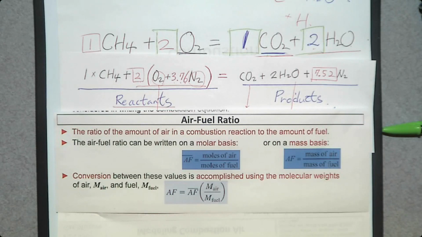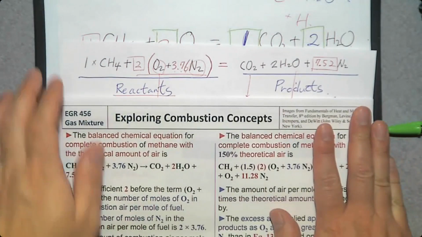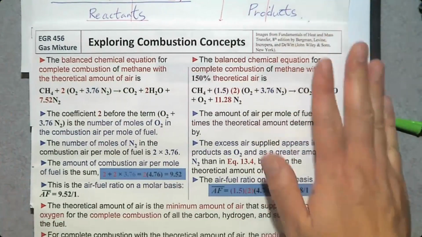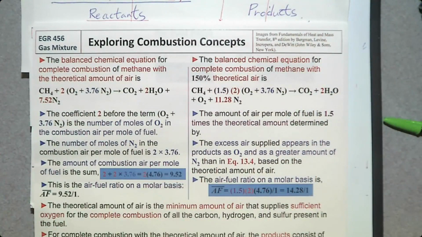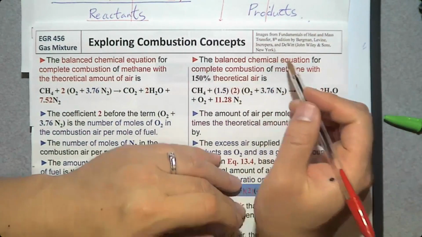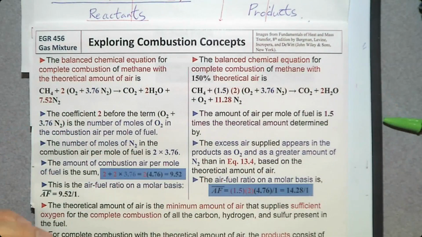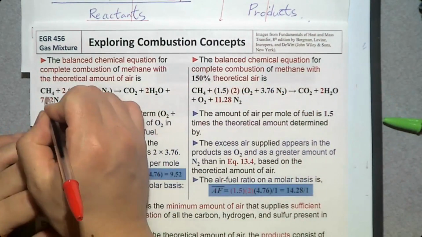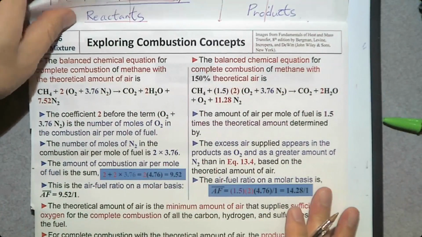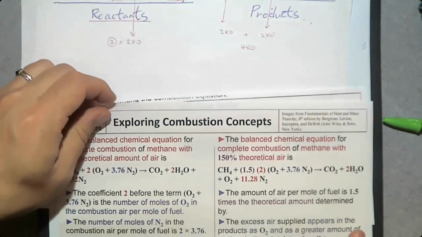Then let's talk about the balanced reaction equation for 150% theoretical air. When we have this rapid reaction with oxygen, we may need more oxygen than required to make sure that it's going to be a complete conversion. So then how can we determine that? We can start from here.